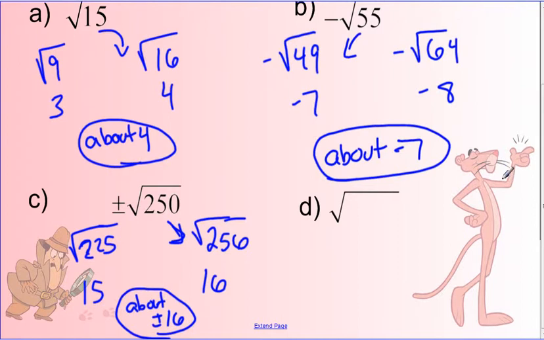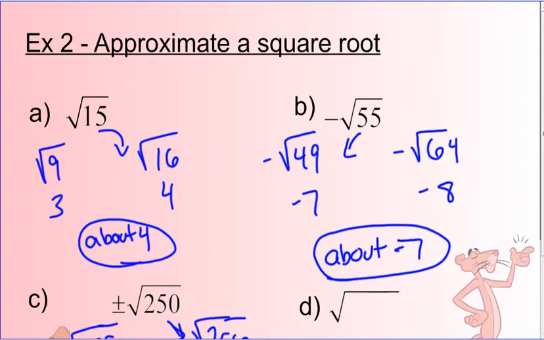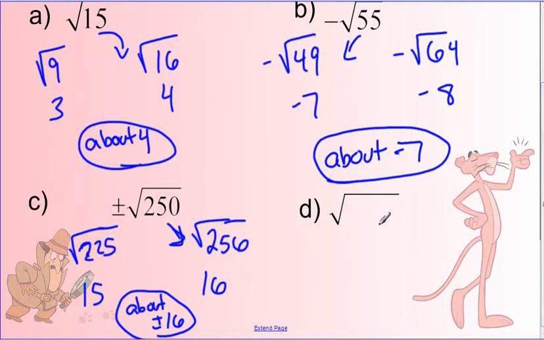Here's what I'd like you to do. For letter D, I would like you to pick a number that's not a perfect square, that's not part of this chart that you made on your note sheet. So pick a number in that range, and then try to find the approximation of it. So you come up with your own problem, and then try to find the answer.